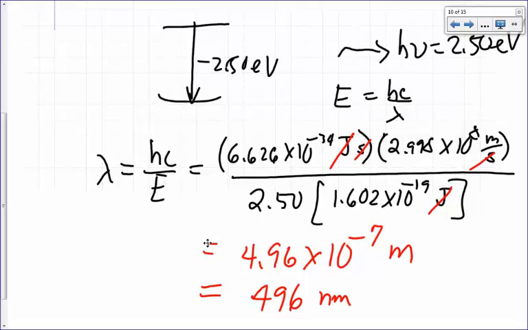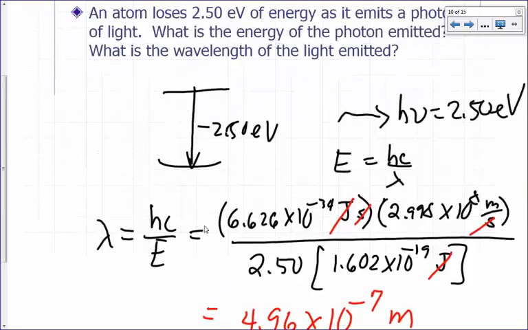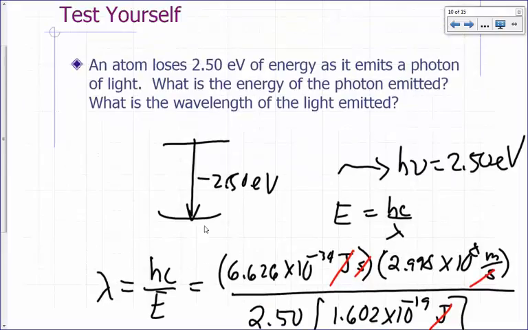500, huh? Yeah, what color? Visible, yes, but what color? Green. Green. 500 is green.